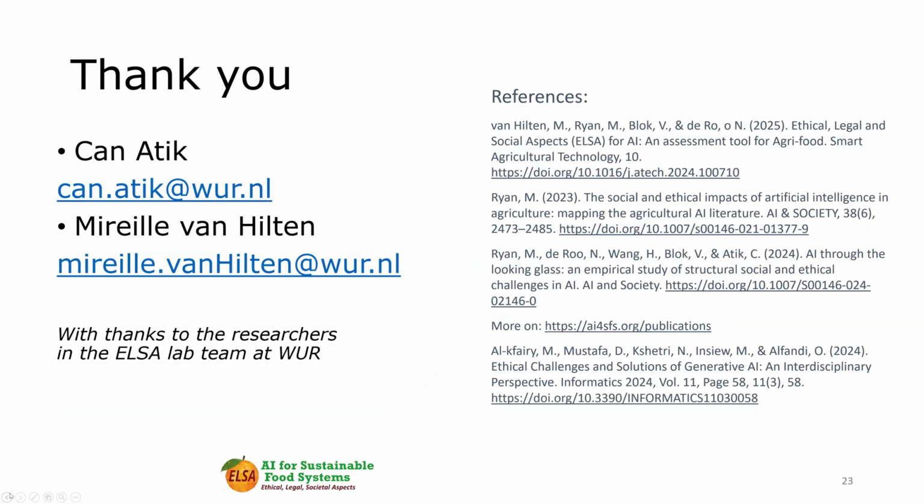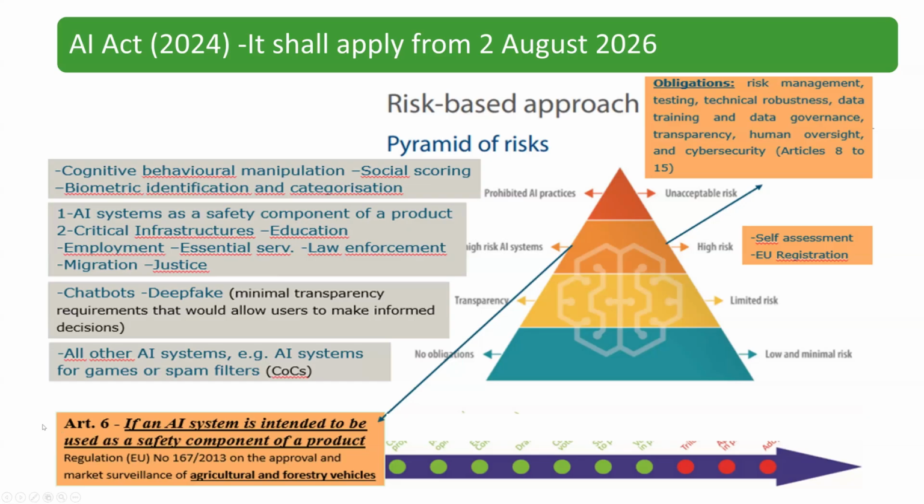Also, there are limited risks like chatbots, deepfakes, etc. So the obligations are not as strong as for the high-risk ones. And also we have low risk or minimal risk. Still, the regulation suggests codes of conduct for these systems. Sectoral codes of conduct are supported. For agriculture, in a general evaluation, I think the most relevant provision is AI systems as a safety component of a product, because in agriculture we have autonomous machinery.